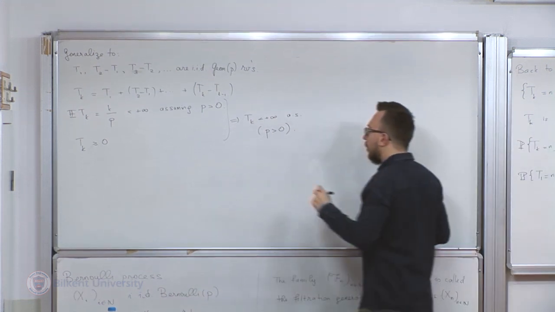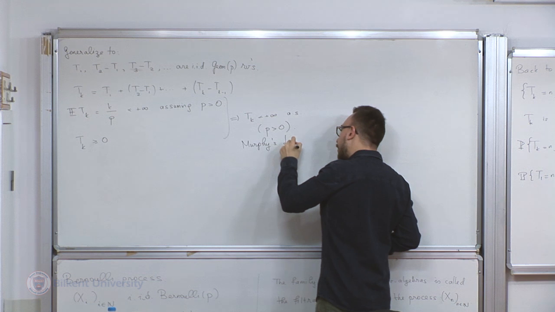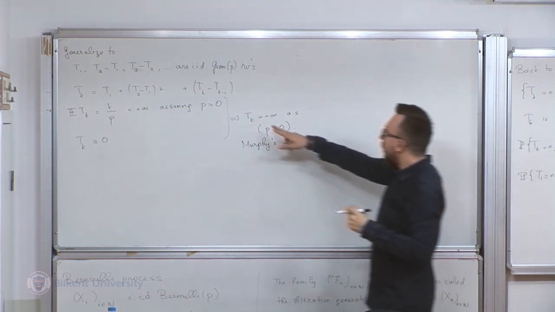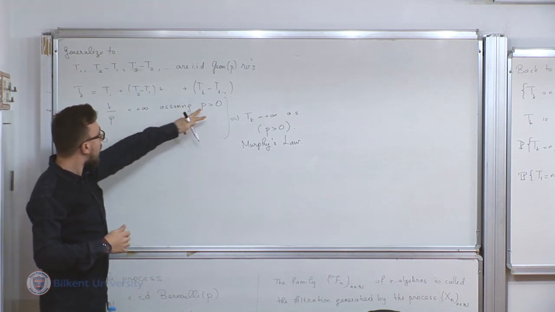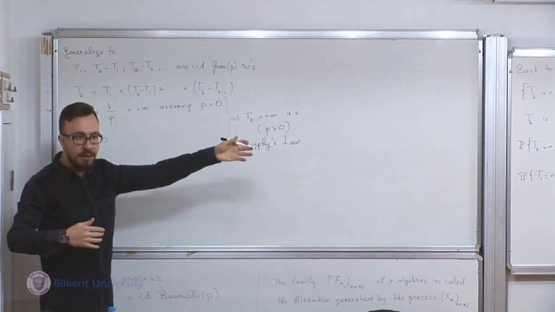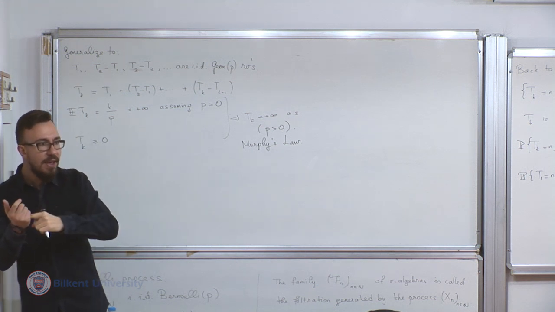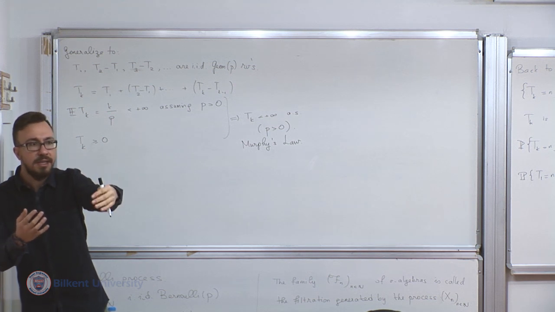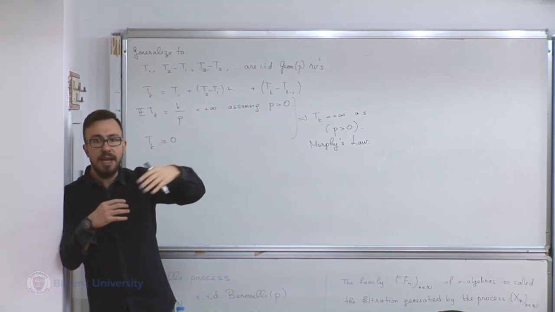So this is sometimes called Murphy's law. If something can go wrong, it will go wrong, right? If you think of T1, for instance, it is the time of first success. So if something has strictly positive probability of happening, it's going to happen with probability 1. So T1 is finite almost surely means what? You're going to have a random but almost surely finite time at which you're going to see the first success, at which you're going to see the second success, at which you're going to see the third success, and so on.